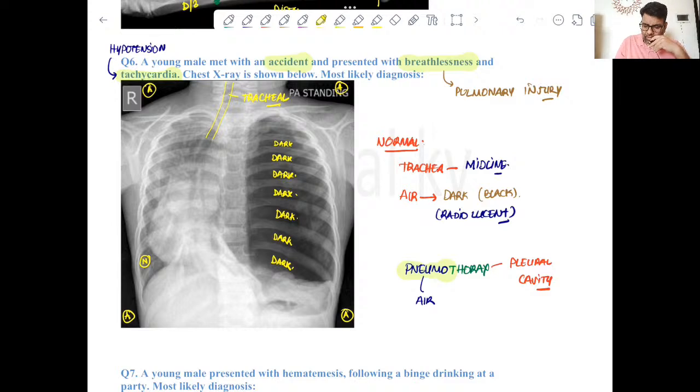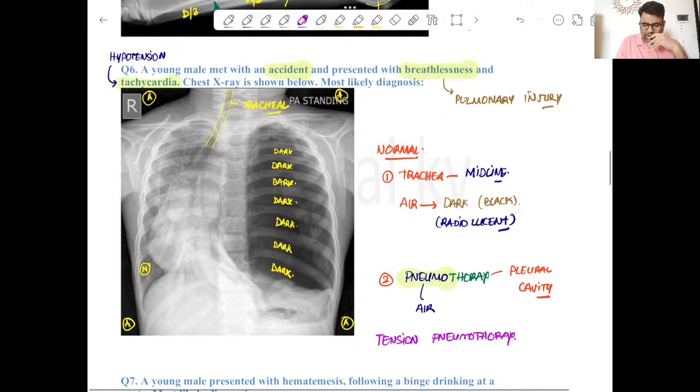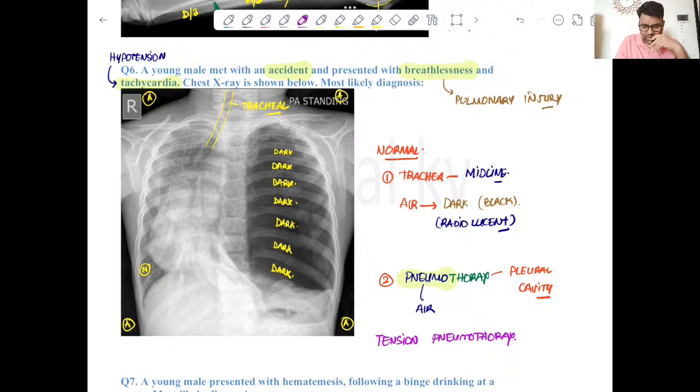Now tracheal shift plus pneumothorax, you have to answer it as tension pneumothorax. Clear? So this is how you will reach your answer. This is tension pneumothorax. Air, that is all black impression in the pleural cavity, and shift of trachea. Now again in trachea there is air, so we will see a black shadow that is going downward. So again you can see this is all tracheal air impression. Clear?